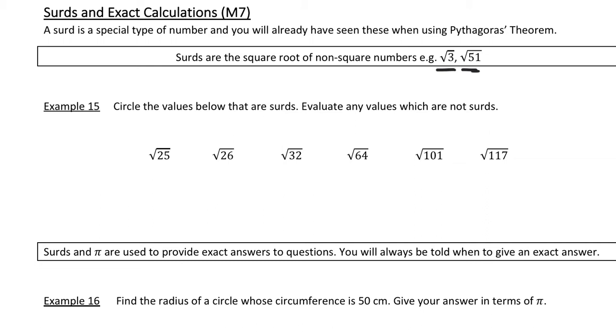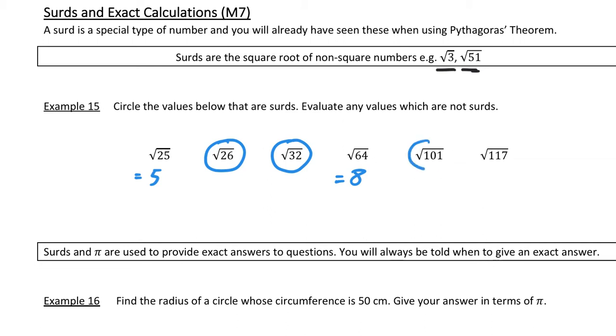It says here in this question, circle the values below that are surds and evaluate any values which are not surds. So the first one we've got is root of 25. Now 5 times 5 gives you 25, so the square root of 25 is 5, so it's clearly not a surd. Okay, root 26. 26 is not a square number, so root of 26 will be a surd. Same idea, 32 is not a square number, so root of 32 will be a surd. 64 is a square number, so if you did the square root of 64, you would get 8, as 8 times 8 gives you 64.